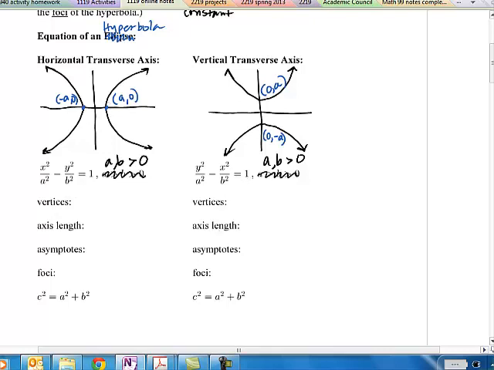The vertices are these points where the graph intersects what's called the transverse axis, in this case the x-axis, in the other case the y-axis. So we have (positive or negative a, 0) or (0, positive or negative a). The axis length is just the distance between those two vertices, so 2a.